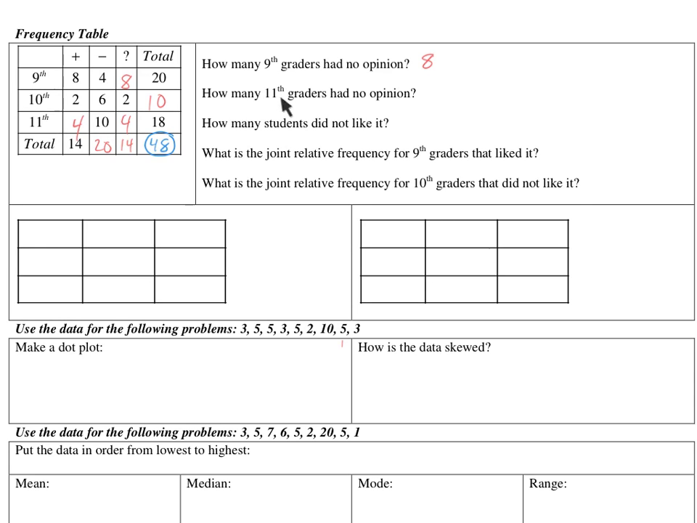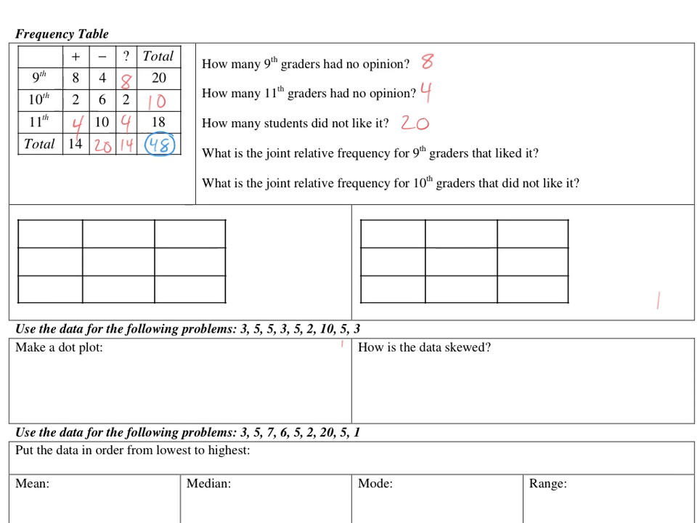All right. How many 11th graders had no opinion? So we go to no opinion again. 11th graders is right there. So that would be 10. Oh, no, I did it wrong. Yeah, 4, right? Down the no opinion, so it would be 4. I did the negative opinion. So that would be 4. And then the last one is, how many students did not like it? Oh, did not like it. Well, that would be the negatives. So I can just look at the bottom, and it would be 20.